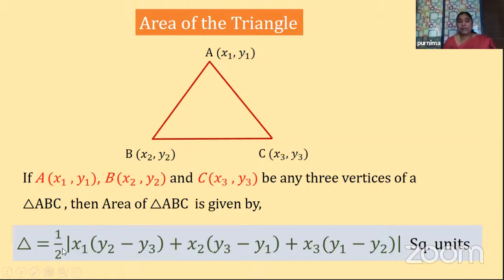So it is given by half into mod. I have explained the mod to you, no? Because it is an area, and area cannot be negative, I am putting the entire value under modulus. Within the modulus only I am writing, because there is a scope of getting a negative value, but area should not be negative. So what is this? Half into mod x1 into (y2 minus y3) plus x2 into (y3 minus y1) plus x3 into (y1 minus y2) square units.